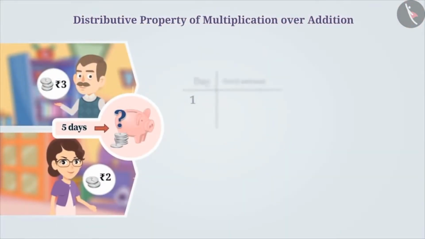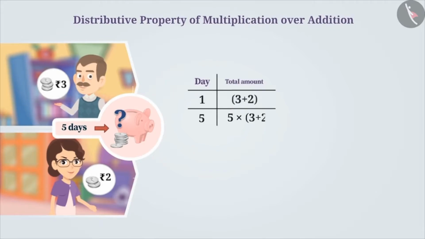Method 1. Calculate the total amount saved in a day, which is 3 plus 2 rupees. So in 5 days, you will be able to save 5 into (3 plus 2) rupees. The solution to this is 5 into 5, which is equal to 25.